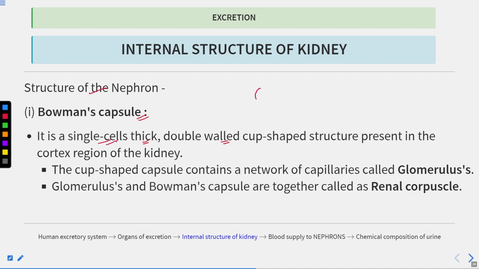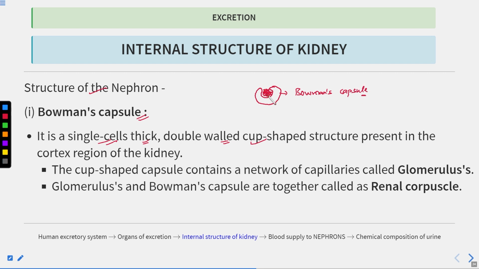So for Bowman's capsule, I will draw a rough sketch of it. This is a Bowman's capsule. It is a cup-shaped structure, and within this, blood capillaries are present, like this here, which is known as the glomerulus. It looks like this. I'll show you the structure of the nephron in the upcoming slide. So this is Bowman's capsule, which is a cup-shaped structure.